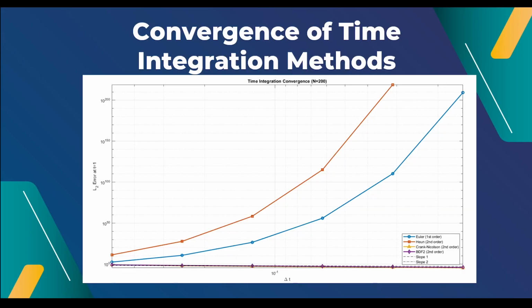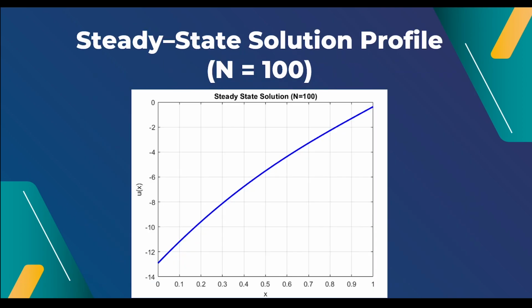Moving to the results on a fine grid of n equal to 200, this plot shows the error versus the time step. The explicit methods, blue and red lines at the top, show huge error due to instability. In contrast, the implicit methods, yellow and purple lines at the bottom, are stable and show a clear slope of 2, confirming the second-order convergence in time.